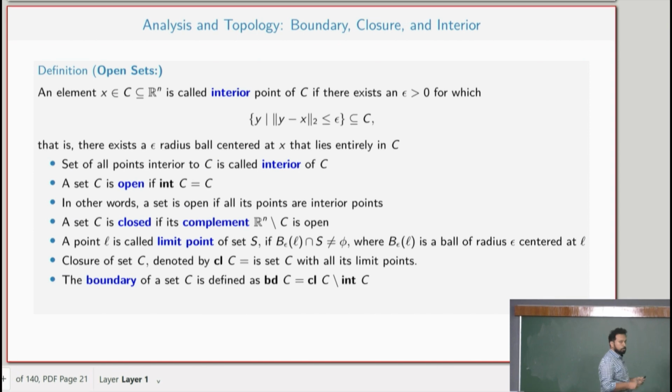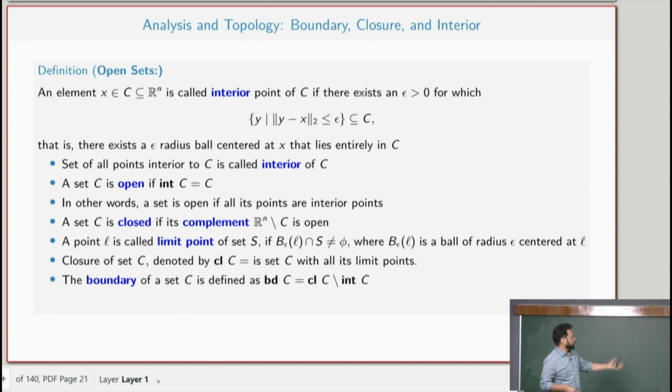However small the ball you take around L, the intersection is always non-empty. So a basic intuition behind L is that around L there are many dense points of the set, so that however small you take the ball, it somehow always intersects.